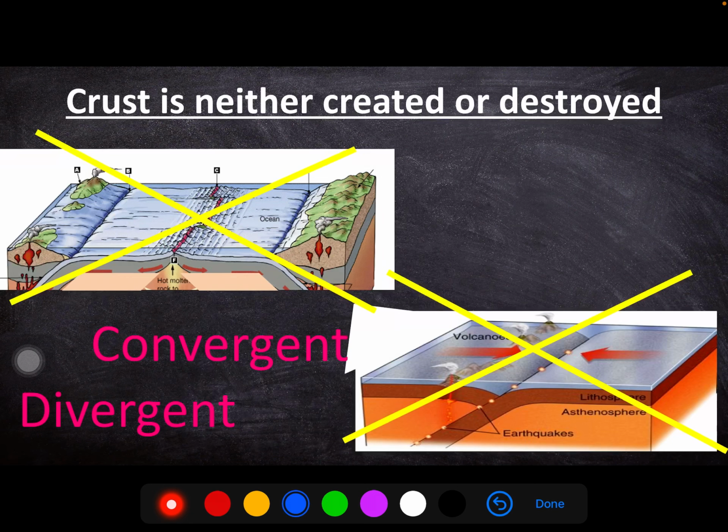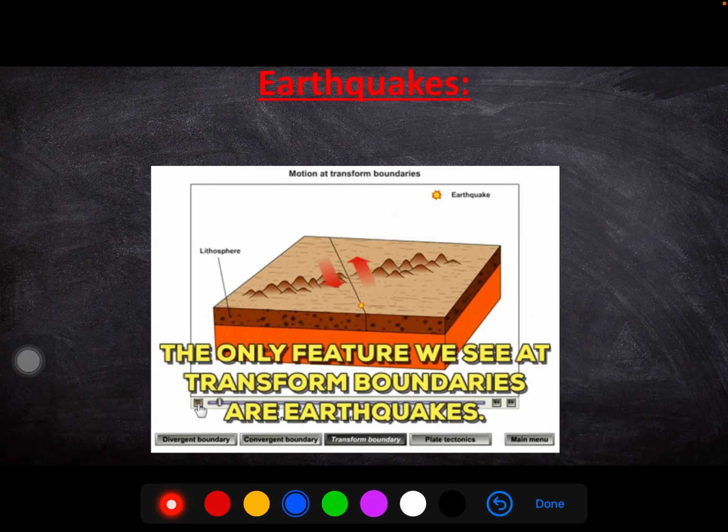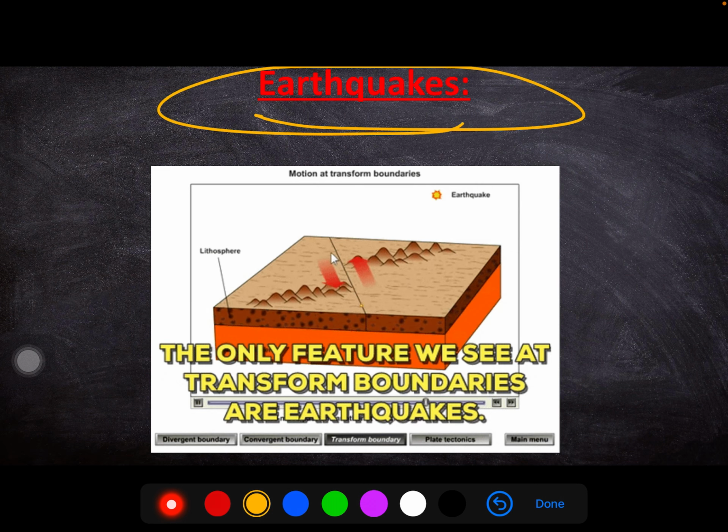We notice at this type of boundary, there's no magma involved. We don't see any volcanoes erupting. We don't see any mid-ocean ridges releasing magma. It's just a simple slide-by-side motion. And our most common feature at this boundary is earthquakes, because as always, the earth is moving.